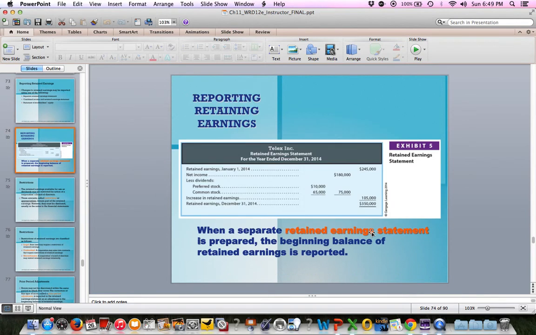So here's an example of a retained earnings statement. It says when a separate retained earnings statement is prepared, the beginning balance of retained earnings is reported. So basically on January 1 of the year, my retained earnings was $245. It goes up for net income and it goes down for dividends. Net income makes retained earnings go up, dividends make it go down. So I have new ending retained earnings of $350.